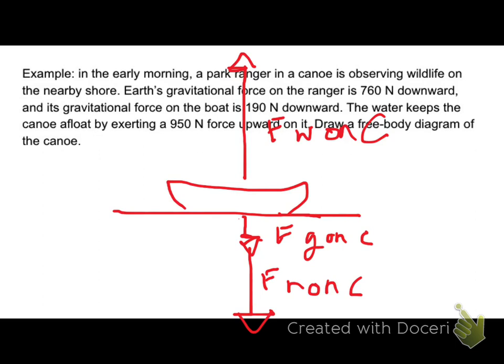So you don't have to use the same abbreviations I do. You could write it out if you want, but some kind of indication of what each force is would be good. So these are the forces acting on the canoe in our free body diagram. And like I said, this one was kind of nice to you and clearly indicated which forces exactly were acting on this. Sometimes you're going to be given a scenario and you're going to have to pick out the forces yourself.